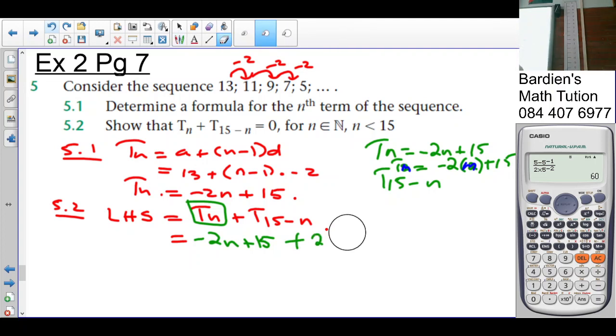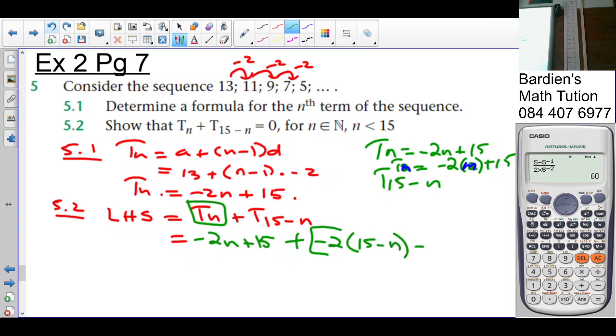It will be negative 2 into (15 minus n) plus 15. You all agree with that? Any confusion? No? So what we did was, wherever we saw an n, we replaced it with 15 minus n. Can you see that, people? You all understand?